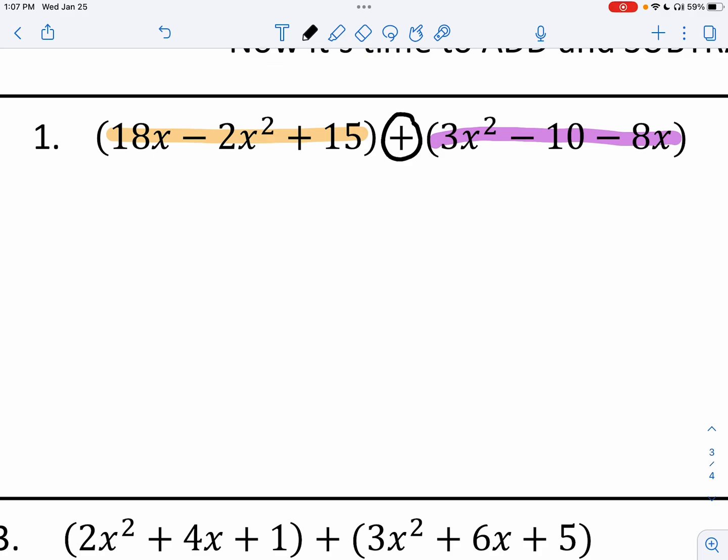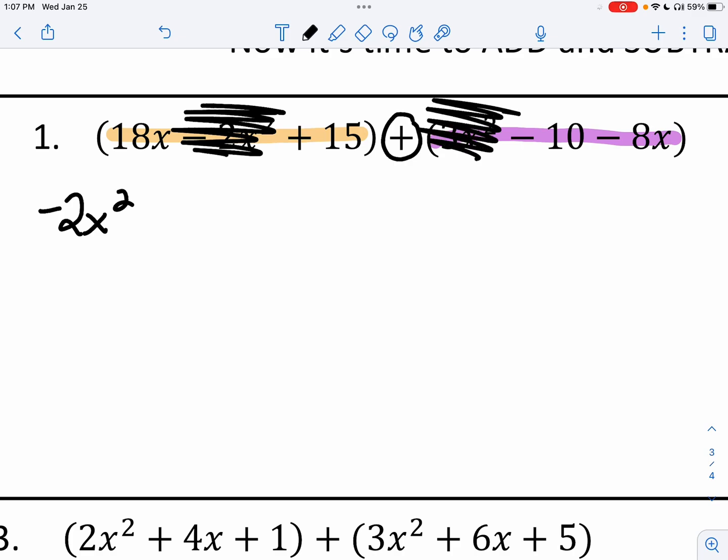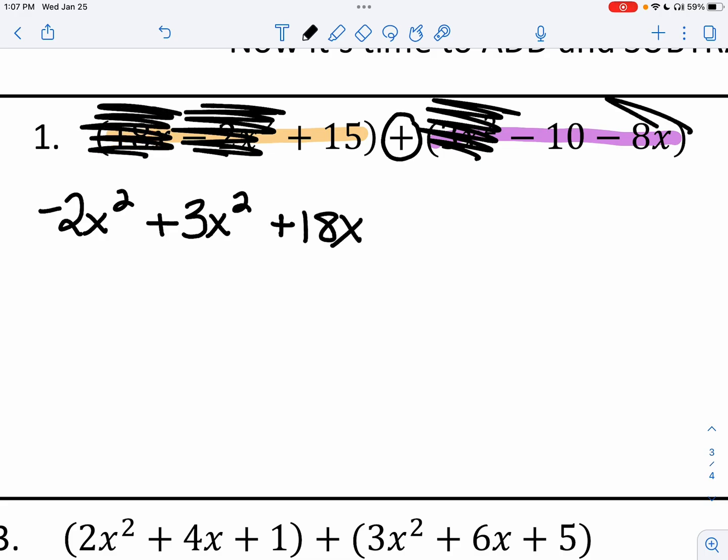So I'm going to write my negative 2x squared, and then behind it, I'm going to write my positive 3x squared. So I'm going to put them together. And then behind that, I'm going to write my regular x. So I'm going to write my 18x next because it's a single x. And then my minus 8x behind that. And then I'm going to write the 15 because it doesn't have an x, and the minus 10 with it.